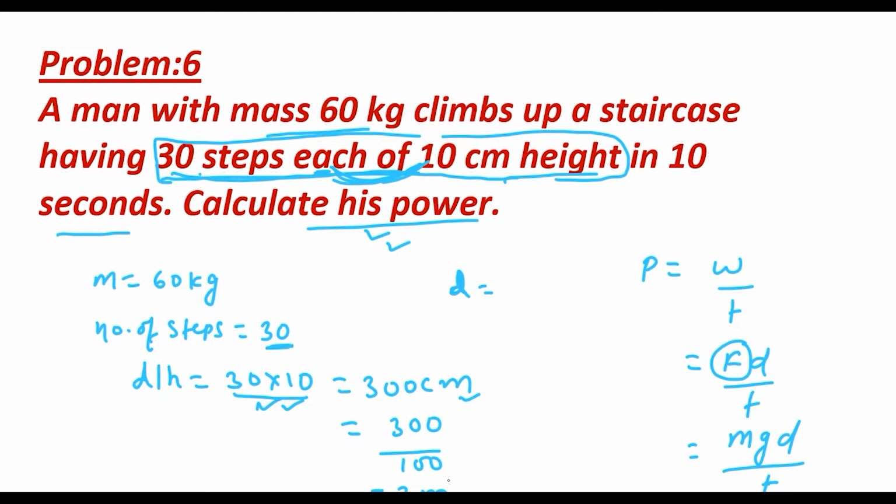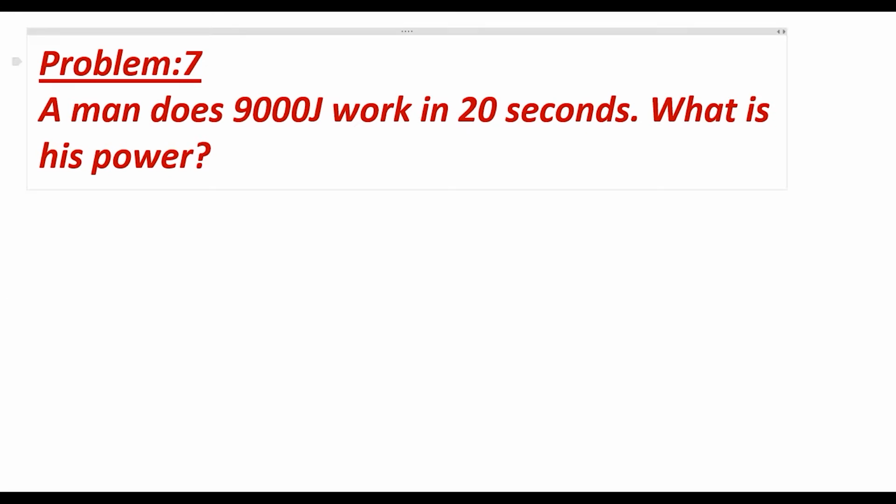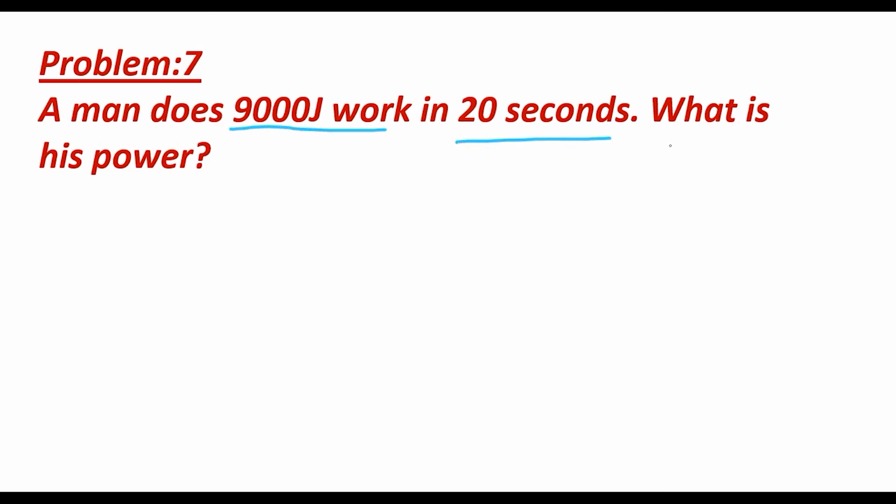Let us look at the next problem, problem 7. In this problem, a man does 9,000 joule work in 20 seconds. What is his power? So in this problem, work is given, time is given, and we have to find the power. So work is given 9,000 joule, time is given 20 seconds. What is his power?